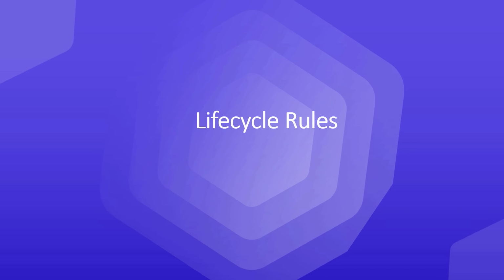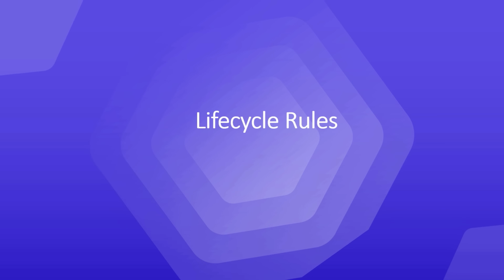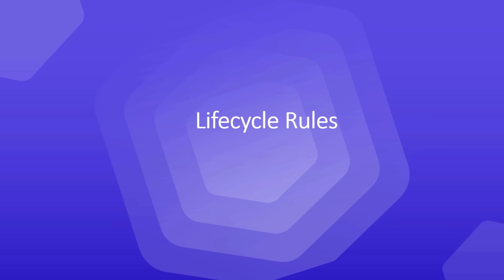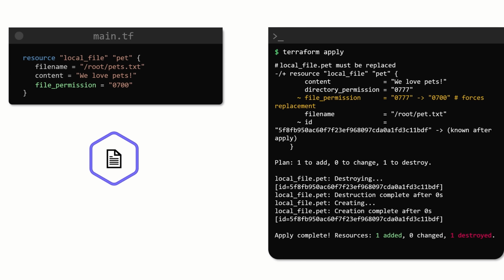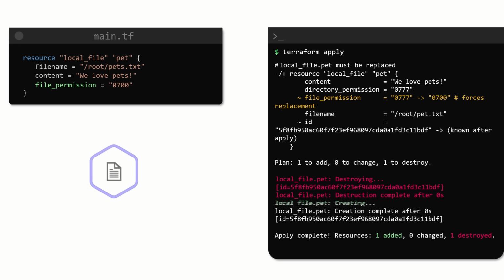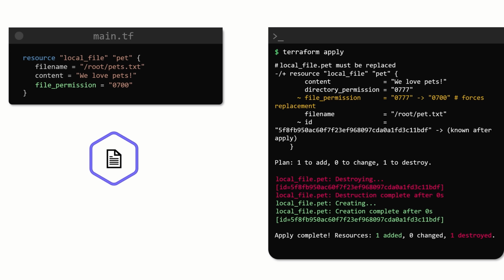In this section, we will learn how to set up lifecycle rules in Terraform. Previously, we saw that when Terraform updates a resource, it treats the infrastructure as immutable and first deletes the resource before creating a new one with the updated configuration. For example, if we update the file permissions on our local file resource from 777 to 700 and then run terraform apply, you would see that the older file is deleted first and then the new file is created.